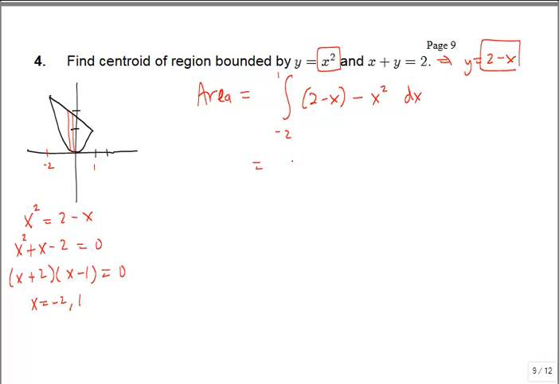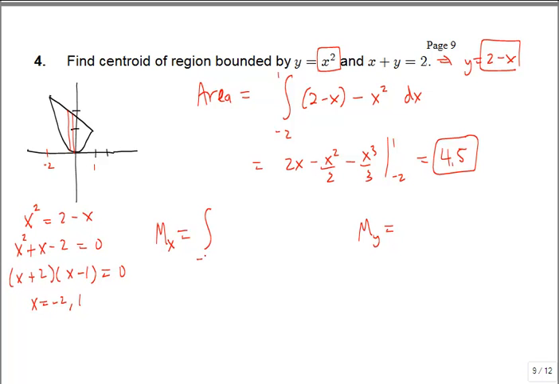So when I integrate here, I'm going to get 2x minus x squared over 2 minus x cubed over 3 from negative 2 to 1, and I'll let you do the algebra there to plug that in, but you get 4.5. Okay, so there's our area. That's what we're going to divide our moments by to get our x bar and our y bar. So then the next thing we need to find is the moment about the x-axis and then the moment about the y-axis. Okay, so the moment about the x-axis is going to be the integral, again, from negative 2 to 1 of, and then you have to decide which formula you're going to use.